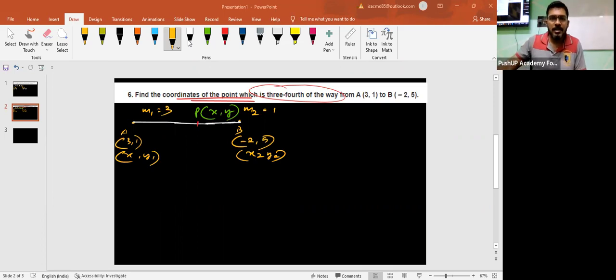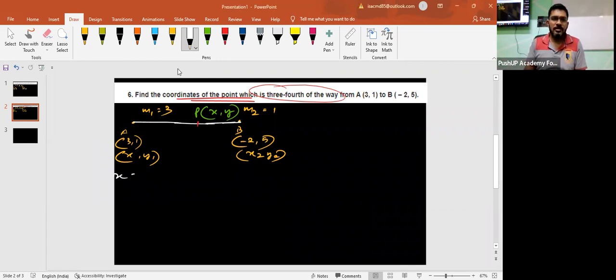Harni? Yes, Harni, tell me. So Gopika is saying minus 3 by 4 and 4. Others have 6 by 7 and 19 by 7. How come these students are getting minus 3 by 4 and 4? M1 is equal to 3, right? Yeah, M2 is equal to 1. Okay, I think a few students are getting fractions and the other set of students are getting minus 3 by 4 and 4. Okay, let us cross check it.